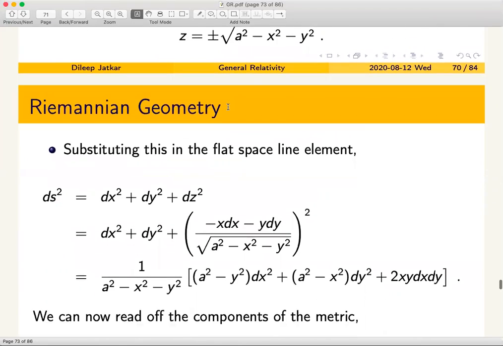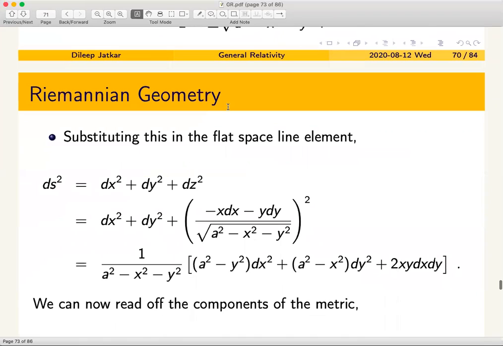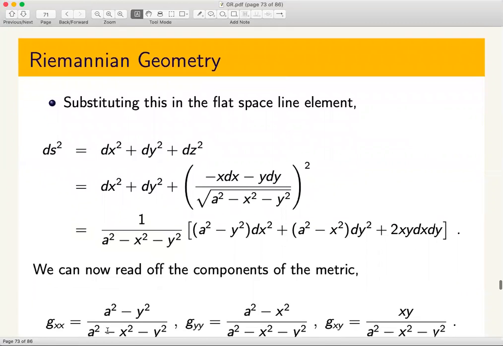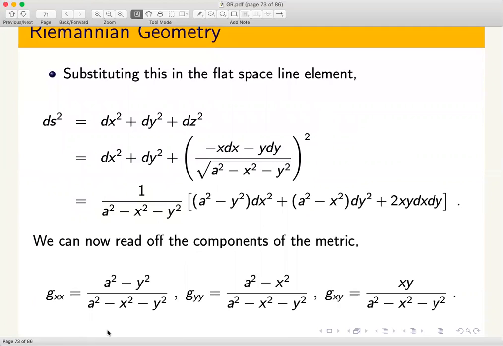So what we get is a term like this: dx squared is multiplied by a squared minus y squared divided by a squared minus x squared minus y squared. The dy squared coefficient is a squared minus x squared upon a squared minus x squared minus y squared. And dx dy is independent of a in the numerator. It is just 2xy upon a squared minus x squared minus y squared. So that's how we read off the components.